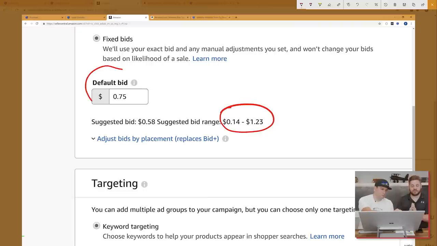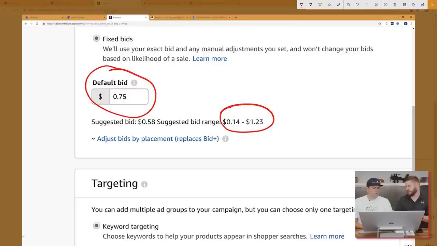The problem is if somebody else is bidding up to 80 cents, remember it's a bid system, kind of like an auction, whoever bids the most will get the placement. So if somebody else is willing to bid 80 cents and we're at 75, then our ad doesn't show up, which means we're not getting the impressions. And in this test, impressions are one of the most important numbers that we have to have. So we need to be extremely careful that we don't underbid.